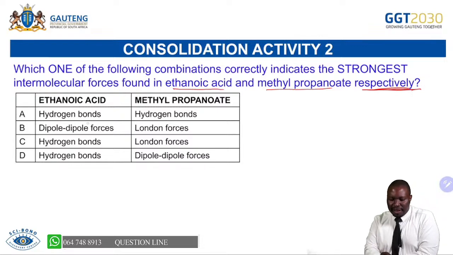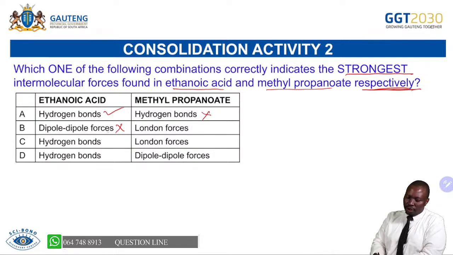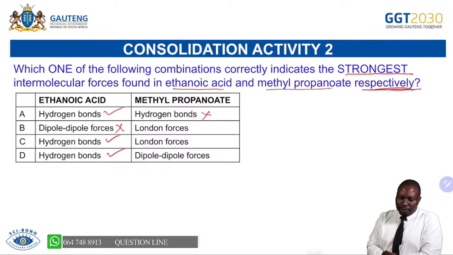So let's check. Ethanoic acid, we agree it has hydrogen bonds. Esters don't have hydrogen bonds. Ethanoic acid does have dipole, but they're talking about the strongest, so that option is wrong. It's hydrogen bond that is the strongest. So hydrogen bond is correct on that one. Let's go this side now. In terms of methyl propanoate, it has London forces, but not the strongest. It has dipole forces, which is the strongest intermolecular force in it.